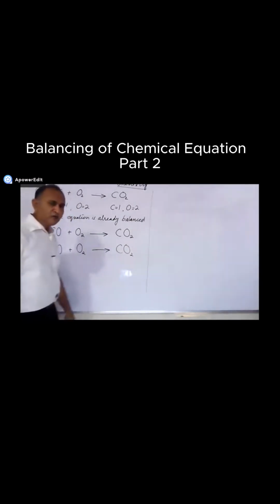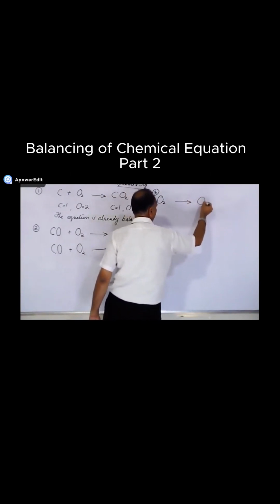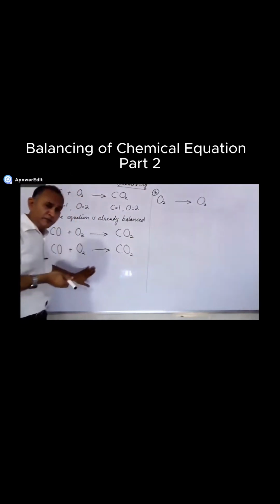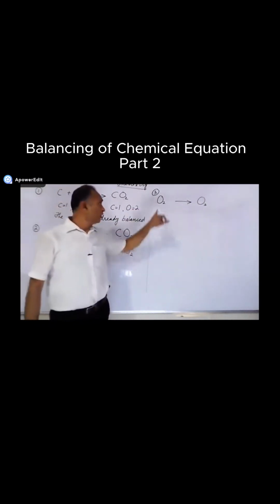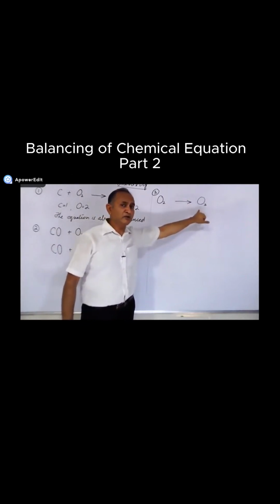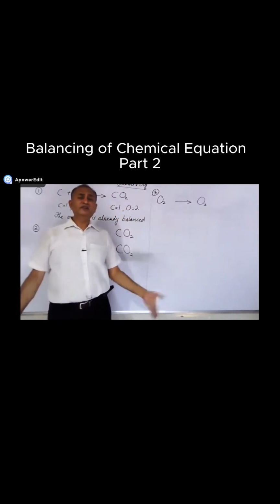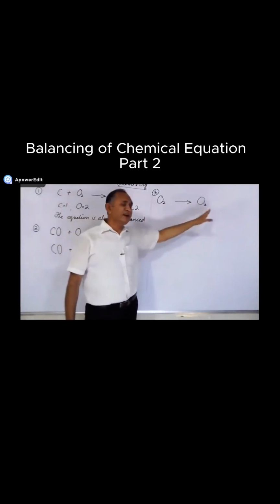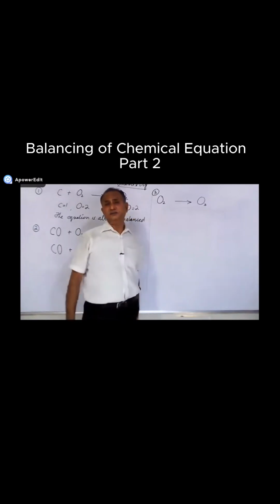Okay. Let me clarify one more thing over here. Suppose we have a question like this. Oxygen is converting into ozone. Oxygen molecule in the upper atmosphere is converting into O3. O3 is called ozone. Is it a balanced equation? Obviously it's not. We have how many oxygen on the left side? 2. How many oxygen on the right side? 3. Now here comes the point.